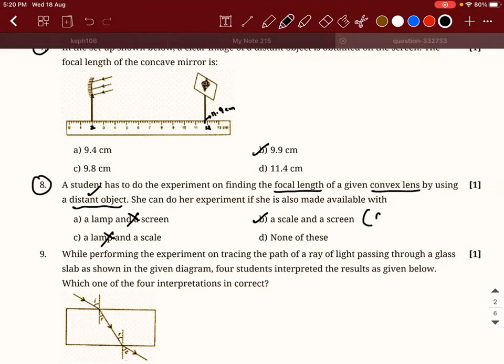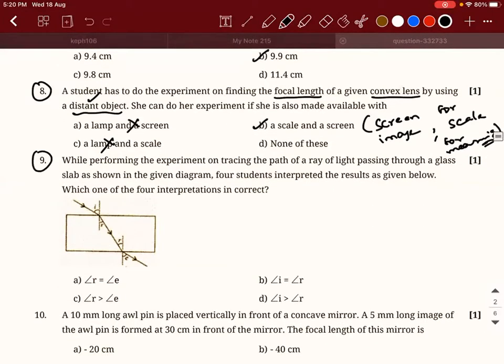So why is it? You need the screen for capturing the image and scale for measure. Very good. Right. Now, try the 9th one, guys.